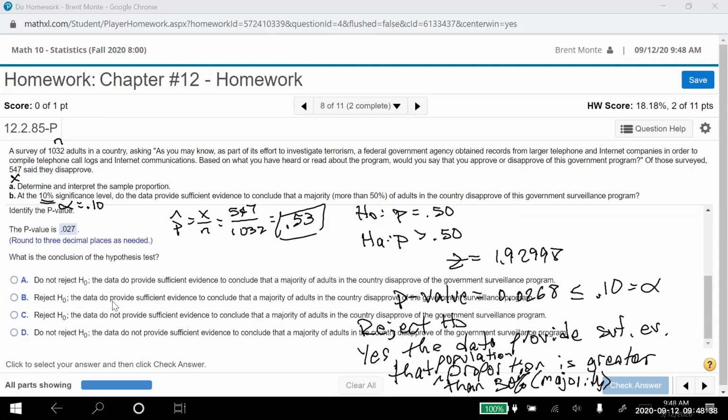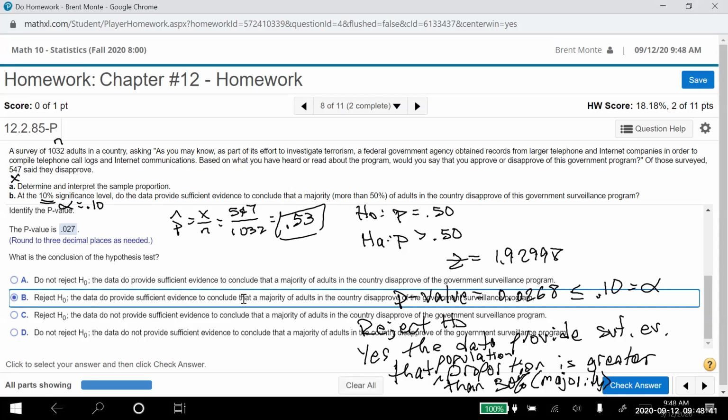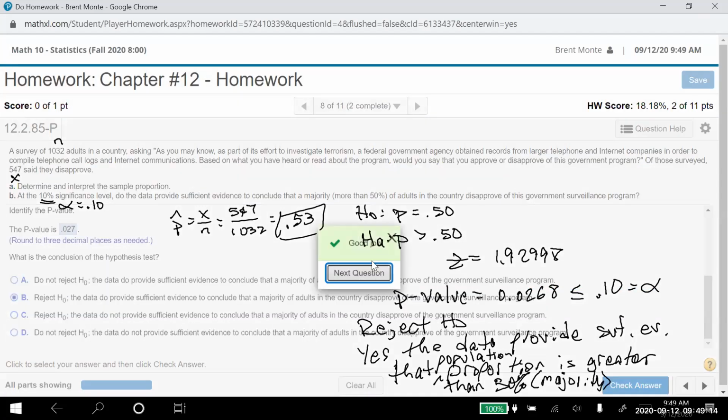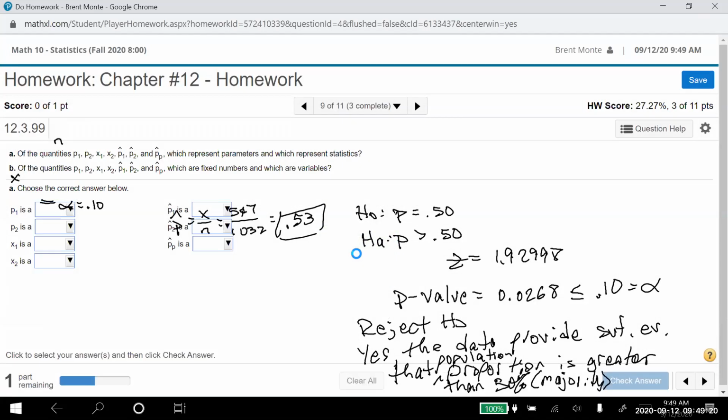Reject the null hypothesis. The data do provide sufficient evidence to conclude that a majority of all adults in the country disapprove of the government surveillance program. Now, remember, we're saying it's all adults, not just the sample. We don't have to do a test for the sample. As soon as I found the 53% for the sample proportion, well, I knew a majority of the sample disapproved. I'm doing inferential statistics. I'm trying to use that sample number to infer something about the population. And so, yes, in fact, we do feel that a majority of the population, even in addition to the sample. So we'll check that answer. We're good there. And that's actually the end of that section.